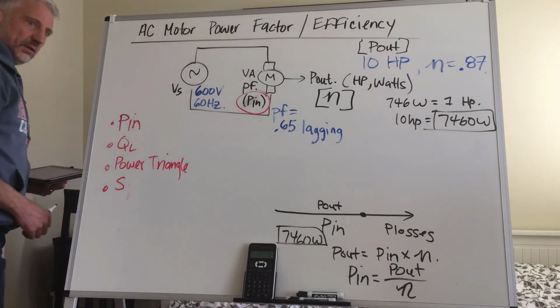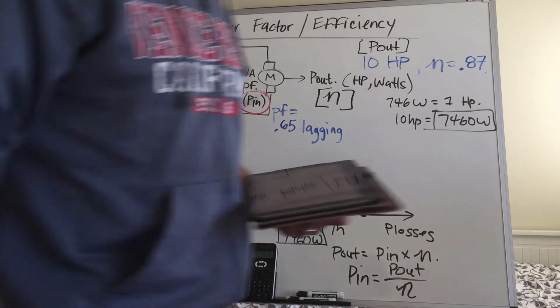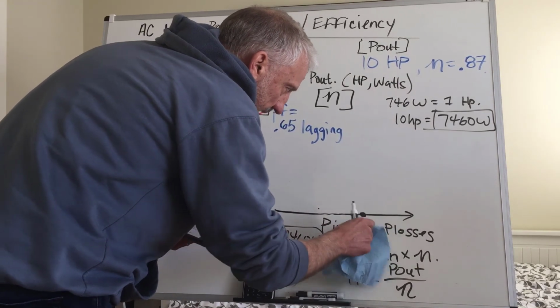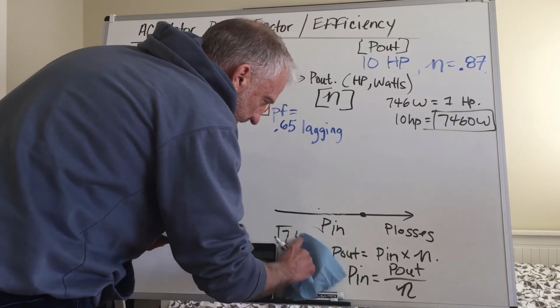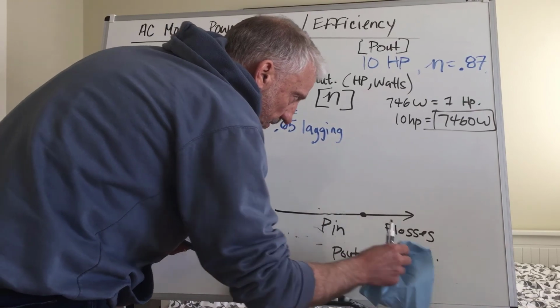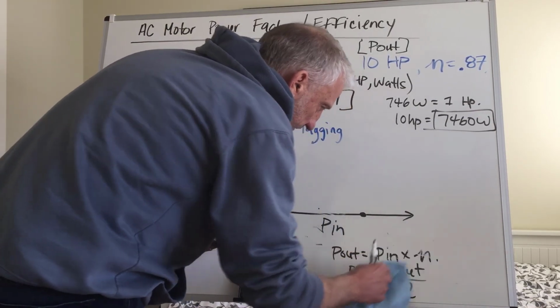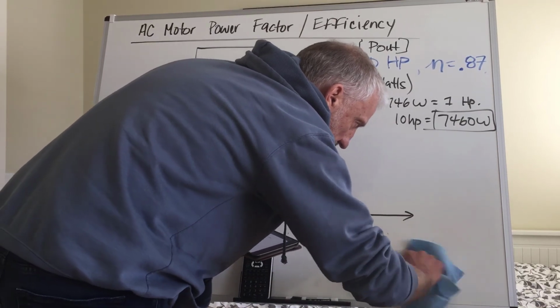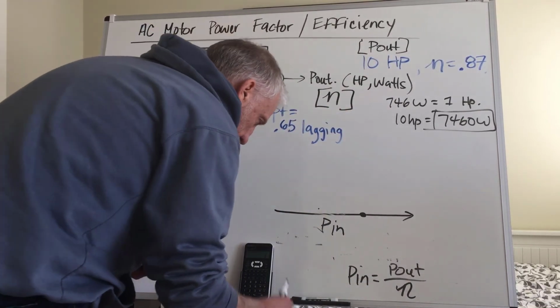But now I'm going to get rid of some of this clutter, and we realize that in our power triangle, we're working with the P in value. So P in is equal to P out divided by efficiency. That's the thing we're going to do next.